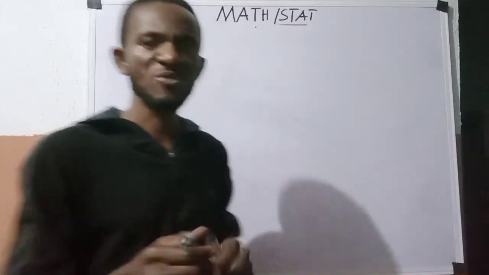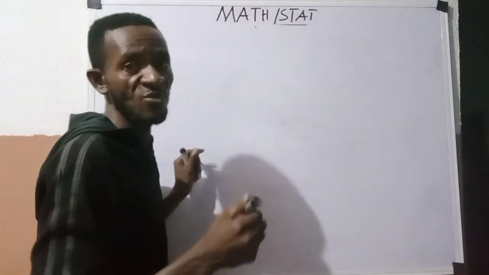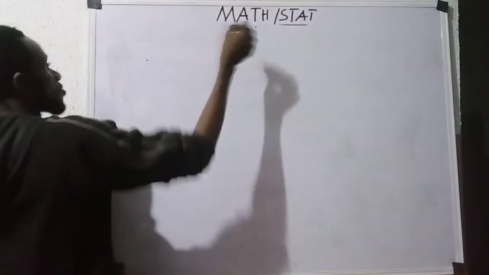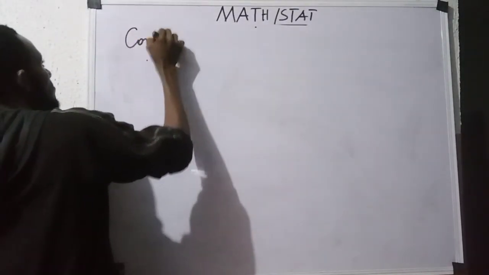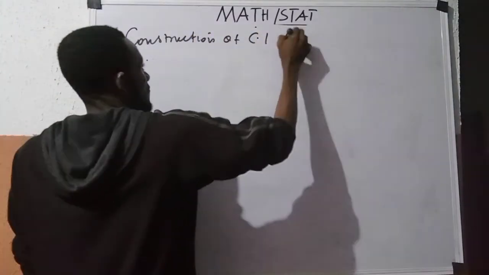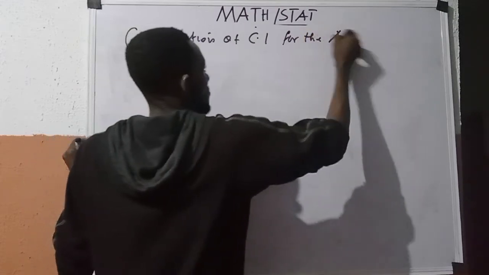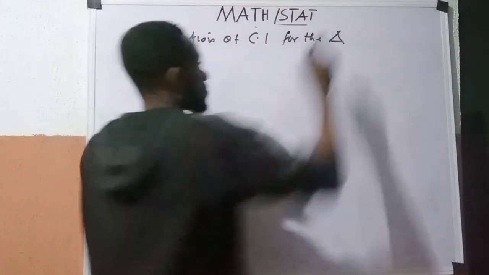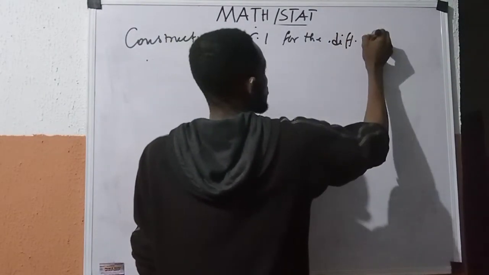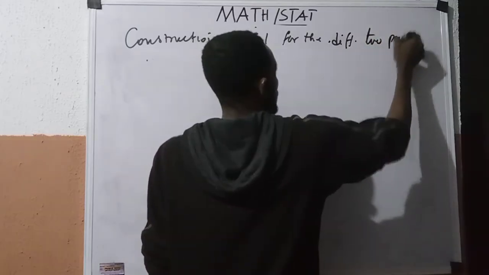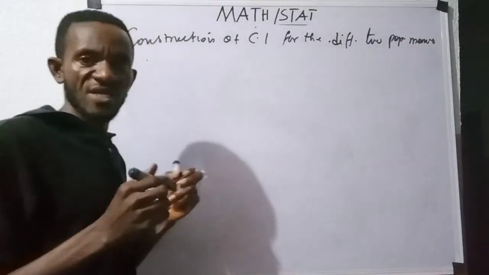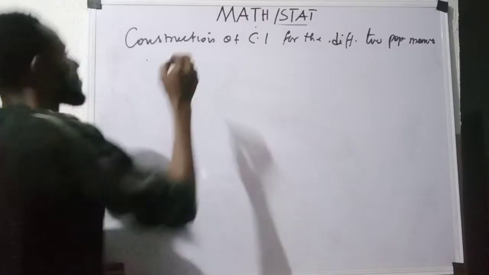What do we mean by difference between two population means? A situation whereby you have population 1 and population 2. So the construction of a confidence interval for the difference, let me write it as diff., difference between two population means, two pop means.